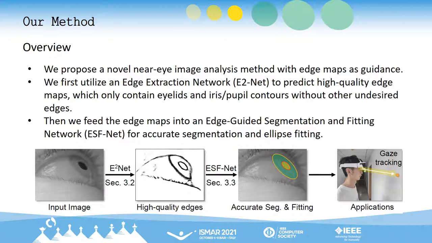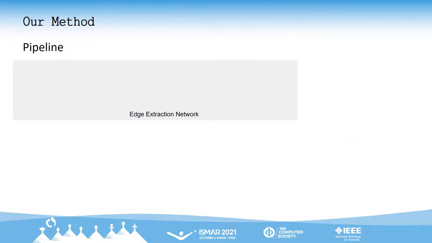Specifically, we first utilize an edge extraction network to predict high-quality edge maps, which only contain eyelids and iris and pupil contours without other undesired edges. Then we feed the edge maps into an edge-guided segmentation and fitting network for accurate segmentation and ellipse fitting. I will introduce the pipeline of our work.